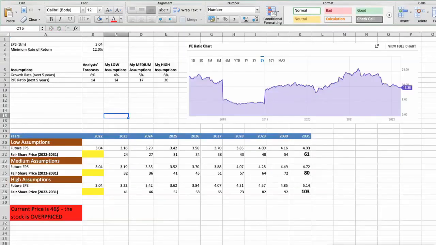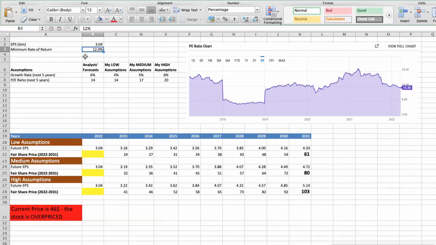Second model. Valuation based on earnings per share. This spreadsheet contains another financial data that we will use for the stock valuation. The current earnings per share for the company is 3.04. Minimum rate of return. I will use 12%, because when we invest in individual stocks, we are looking for a higher return than the S&P 500.